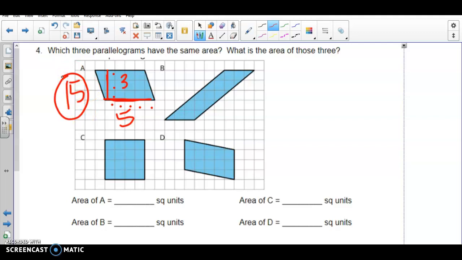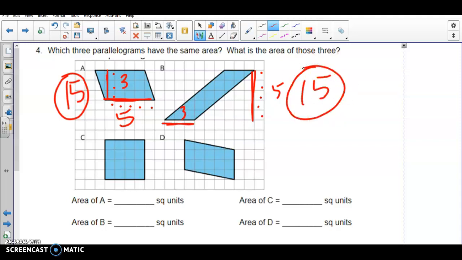For B, we want the base, 1, 2, 3. And the height, we went from the tip top all the way down to the base. So let's count that. 1, 2, 3, 4, 5. So I think this will be the same one. 3 times 5 is 15.